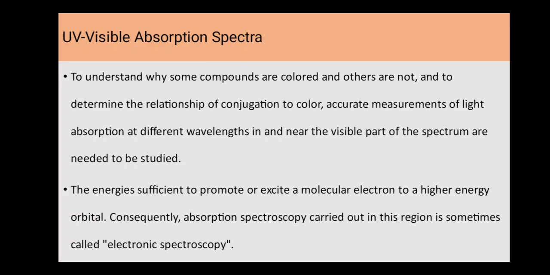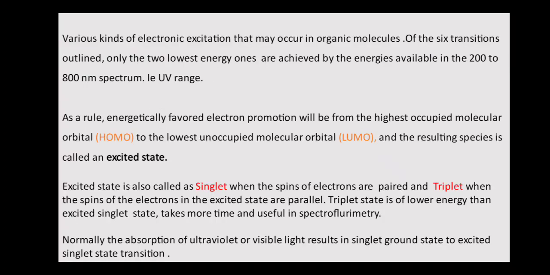To understand why some compounds are colored and some are not, and to determine the relationship of conjugation to the color, accurate measurements of light absorption at different wavelengths in and near the visible part of the spectrum need to be studied, and the energies sufficient to promote or excite the molecular electrons to the higher energy orbitals also have to be studied, and it is done in the region called electronic spectroscopy.